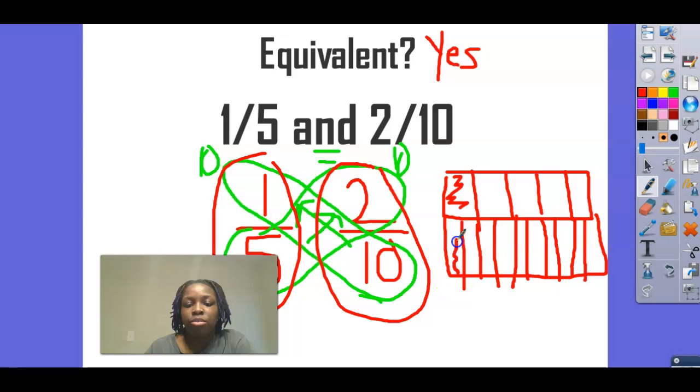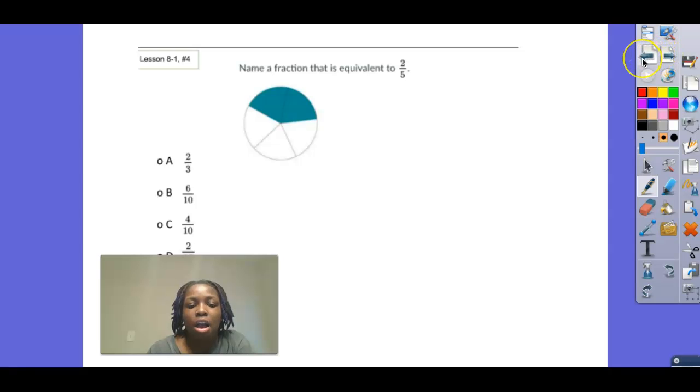And then I'm going to shade in 2. And this is 2 out of 10. And boom, they are equivalent. So 1/5 and 2/10 are equal. All right, so the butterfly method is the way to see if fractions are equivalent.